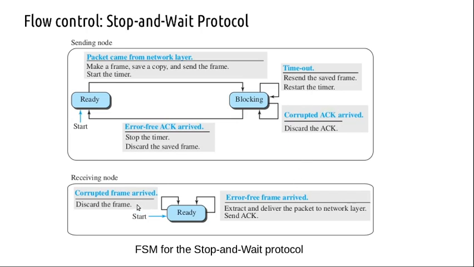So the acknowledgement has to come. We'll just see the situation here. When the error free frame arrives, the receiver will extract the data, deliver the packet to the network layer and send the acknowledgement. When the acknowledgement is received while the timer is on and waiting, it will stop the timer and discard the saved frame. You have already saved a copy, so it is now ready to send the next frame.